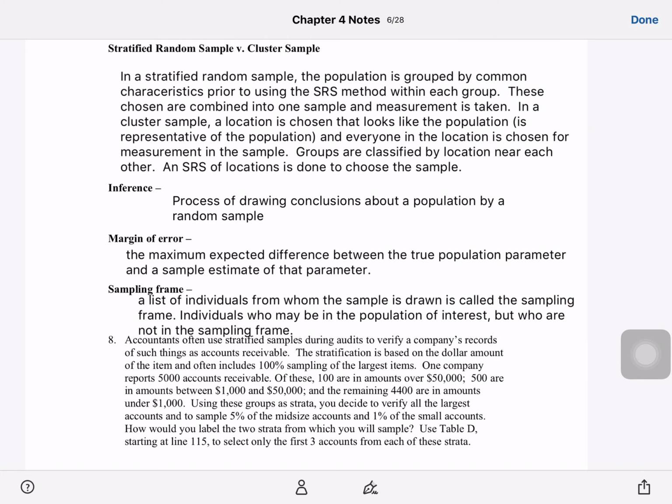Inference is the process of drawing conclusions about a population by a random sample. So that's our whole point of this, is that we're going to make a sample from a population so that we can process that information and draw a conclusion about the entire population of interest.